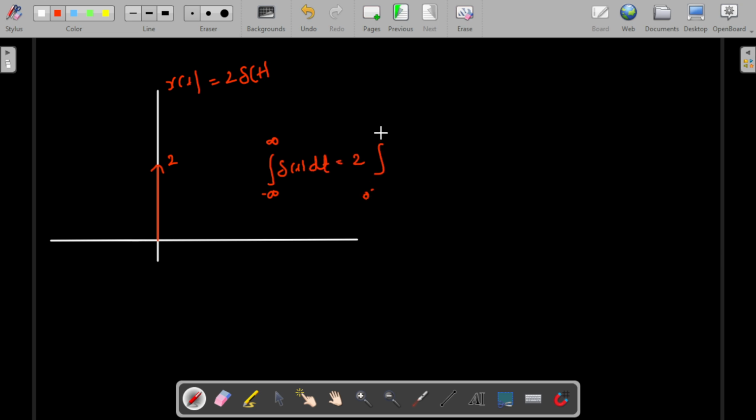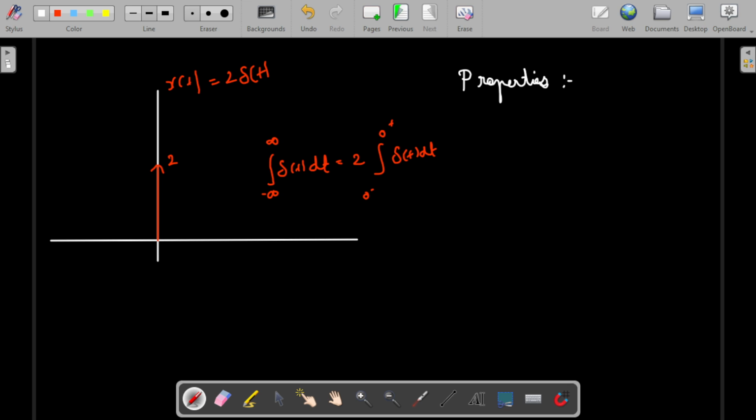Even from 0 minus to 0 plus, the integral of 2 del of t dt, this value will be 2. So this is the significance that we have to take into picture. I hope you guys are able to get it. So let's see some properties of this impulse signal. So, properties.